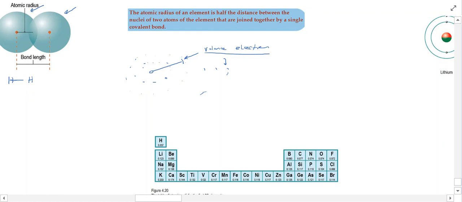These here could be any atoms, but let's say we're just saying two hydrogen atoms and they're bonded together. What we can do then is measure the bond length. So we can measure the distance from the nucleus of one atom to the nucleus of another atom, and we call this bond length. And we can use X-rays to measure bond length.